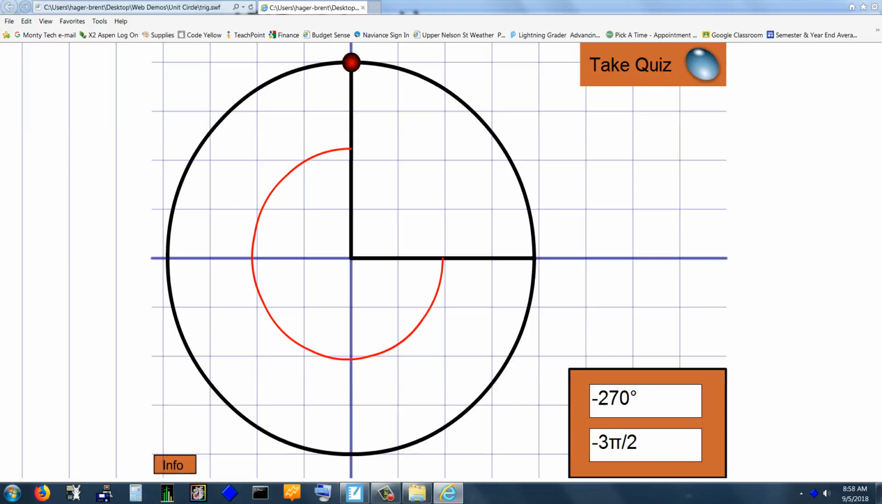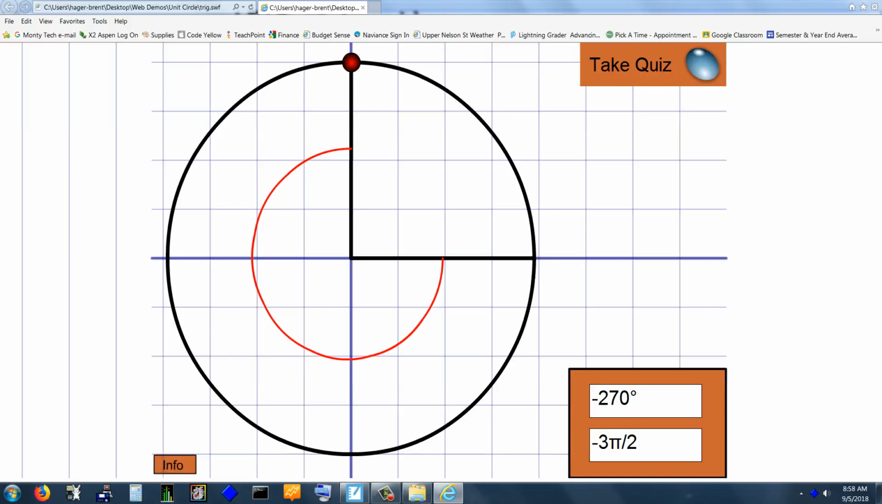So given the choice of working with negative 270 or 90, I would probably want to work with the 90 because trig-wise, 90 and negative 270 are the same number. Usually if you're doing trig. Any questions on that idea?